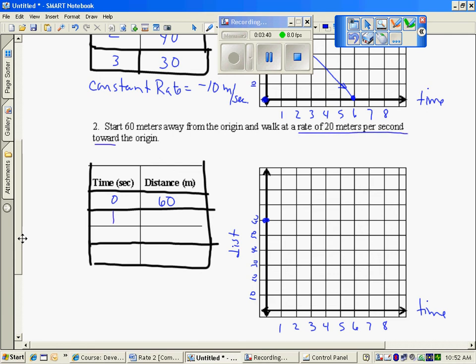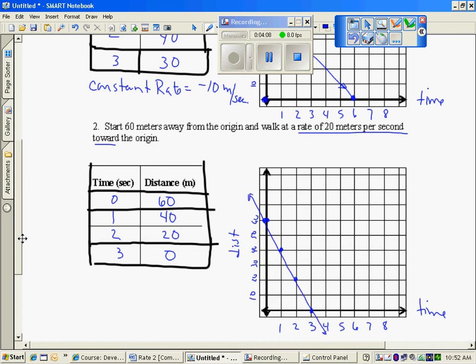So after 1 second, I'm 20 meters closer to the origin. So I'm at 40. After 2 seconds, I'm another 20 meters closer. And after 3 seconds, I'm another 20, which means I'm even with the origin. Plotting these points, 1 second, I'm at 40. 2 seconds, I'm at 20. And 3 seconds, I'm at 0.